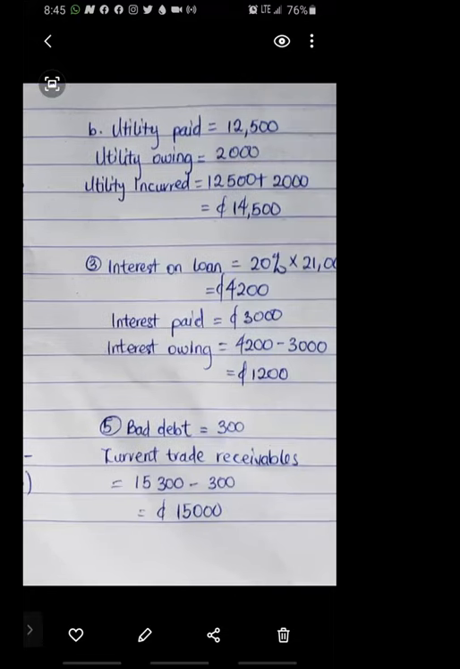So, in that same question, you had utility owing. That was 2,000. So the actual utility paid for that year was 12,500. To know the actual utility incurred during that year, we would have to add the utility owing to the utility paid, and we'll get 14,500. So the utility incurred would be treated as an expense in the income statement. The utility owing, that's 2,000, would be treated as a current liability in the statement of financial position.